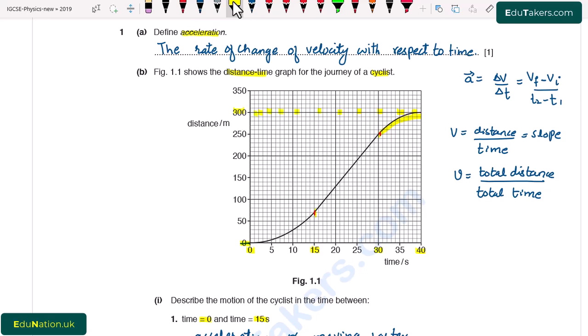In this way we can get the average speed. I write here V will be equal to total distance, here 300, divided by total time, 40 seconds. So by dividing them we get 7.5. I write here it is meter per second, the unit of velocity.